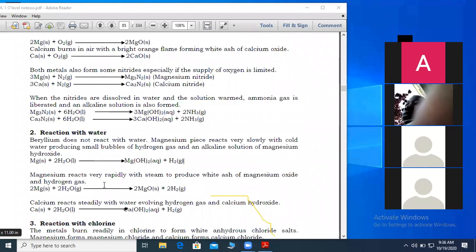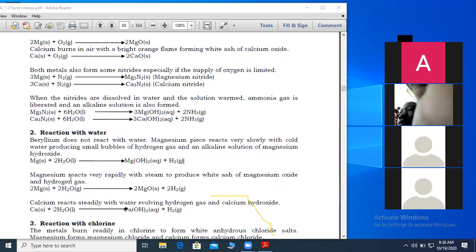But calcium reacts with cold water. Calcium reacts with cold water, forming calcium hydroxide plus hydrogen. Why? Look at the reactivity series. Calcium is more reactive than what? Magnesium.